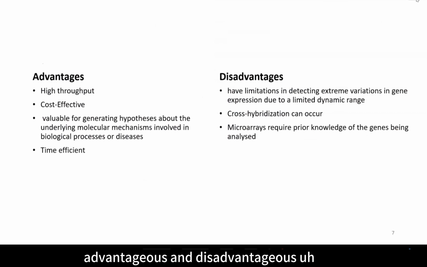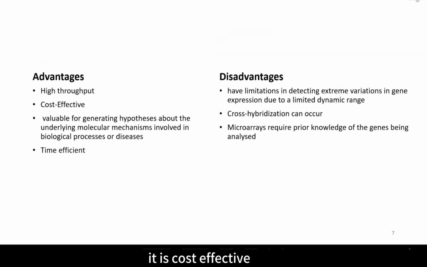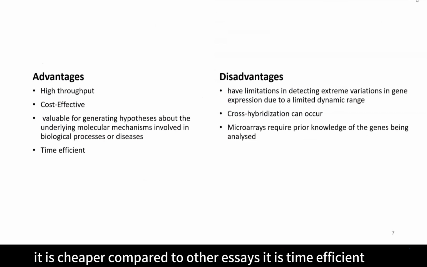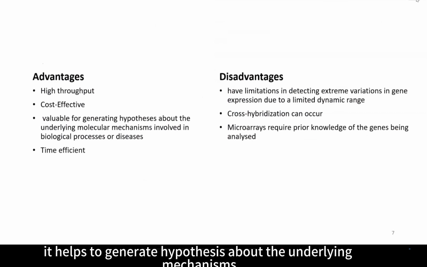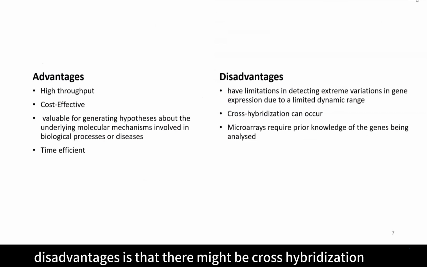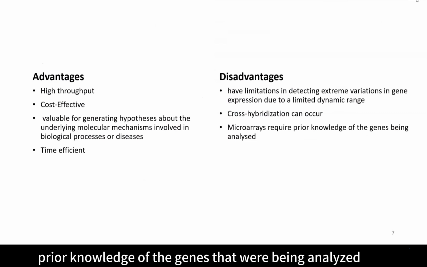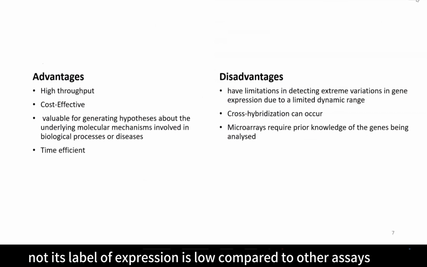Advantages and disadvantages. Advantages: microarray has high throughput, it is cost effective, it is cheaper compared to other assays, it is time efficient, quick, and easy to perform, and it helps to generate hypotheses about the underlying molecular mechanisms involved in biological processes or diseases. Disadvantages are that there might be cross-hybridization. It requires prior knowledge of the genes being analyzed, and its level of expression detection is low compared to other assays.